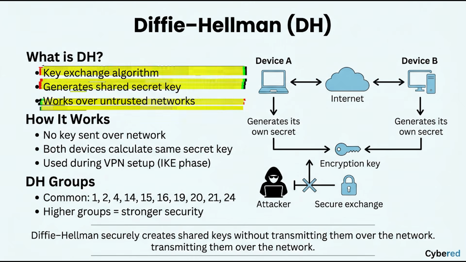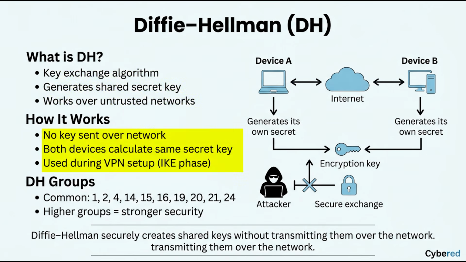Diffie-Hellman is a key exchange algorithm used to securely generate encryption keys over an untrusted network. It allows two devices to create a shared secret key without transmitting the key itself across the network. Common DH groups include 1, 2, 5, 14, 15, 16, 19, 20, 21, and 24. Higher DH groups generally provide stronger security.